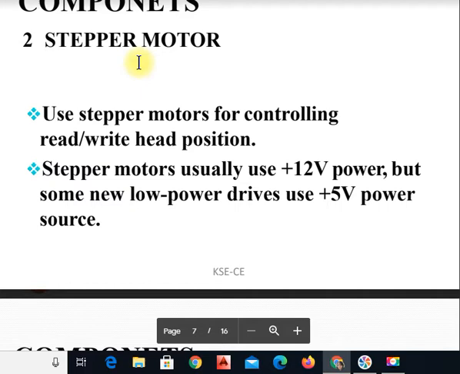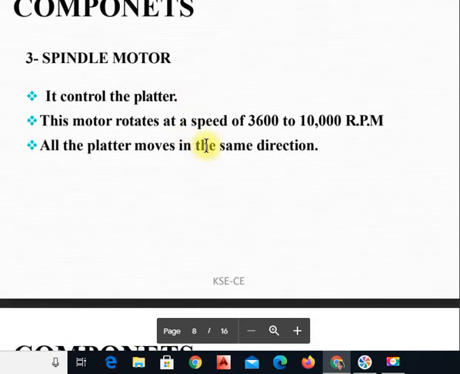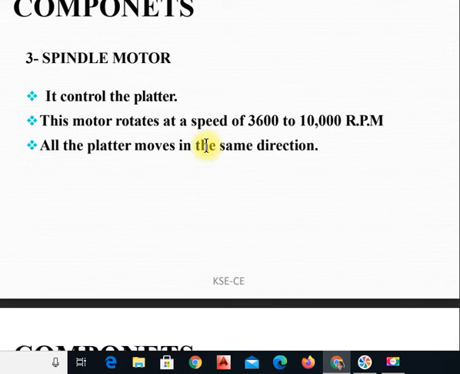The second component, already discussed, is the stepper motor. Whenever the head continuously reads or writes data, the movement of the head is handled by the stepper motor. The third one is the spindle motor, which makes the disk rotate in a circular motion.